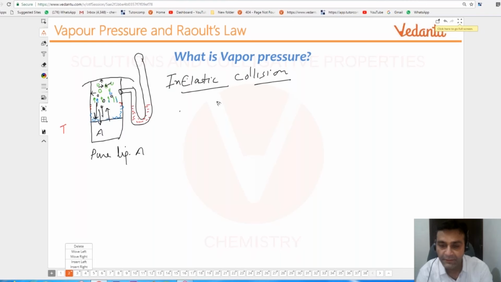Due to this inelastic collision, it is liquefying again, getting condensed. I can see here the rate of evaporation is equal to the rate of condensation. I can say it's a state of equilibrium. So these vapors are exerting some pressure on the surface. The mercury here goes up, and this is x mm of mercury. So this pressure is called vapor pressure.